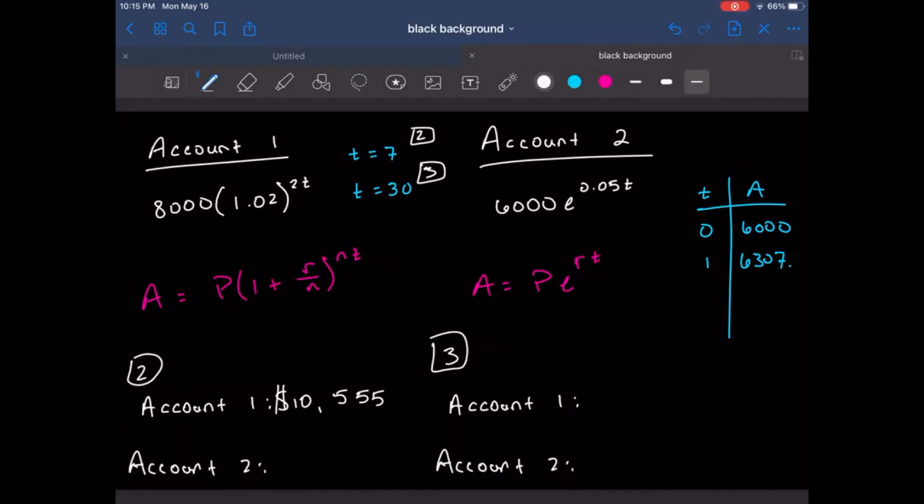How much after 30 years, right? 1.02 to the 60th power, because it's 2 times 30. I'm just using that formula there to get these numbers down here. Usually, round to the nearest cent.